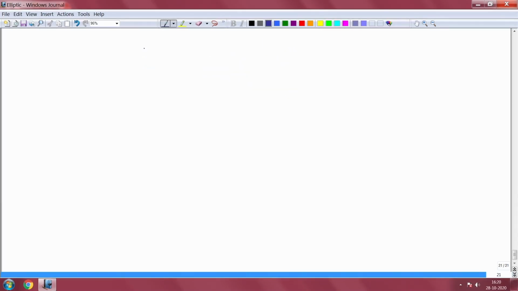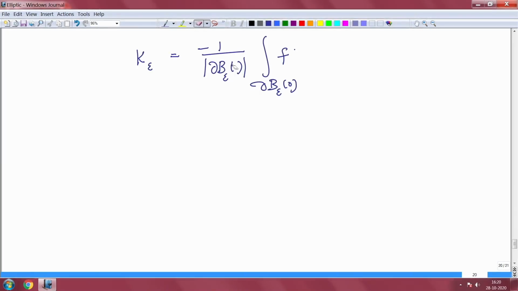So, I can make a translation. This is not b epsilon of 0, I can translate that to the origin, I can write it as x here, I can make a translation of x, f of y ds of y. And look at this one, this is nothing but the average, and you know that for any continuous function, that average goes to its value.